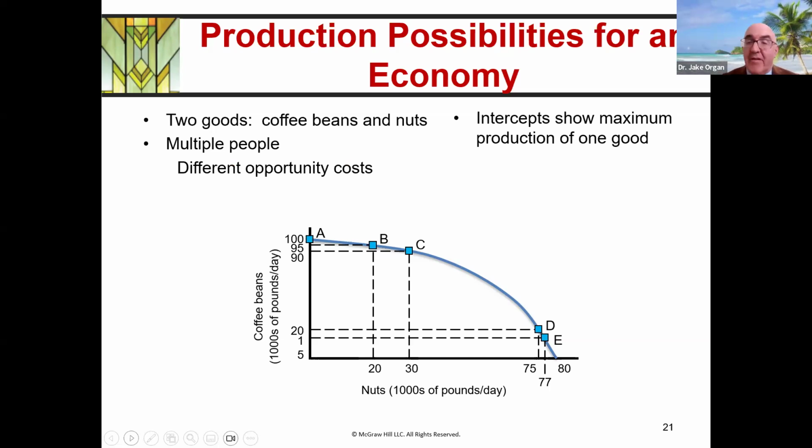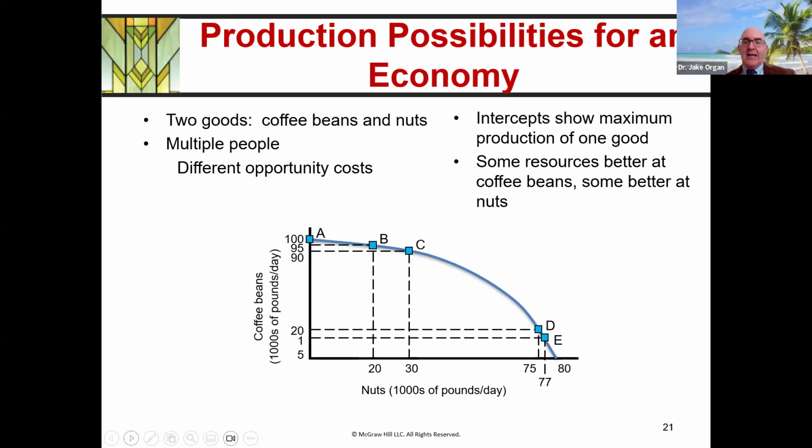This is the economy of an entire country. Now, something you may notice about this that's different from the other production possibilities frontier we've seen. Maybe pause the video. What's the difference? Yes, it's curved. Now, why is it curved?